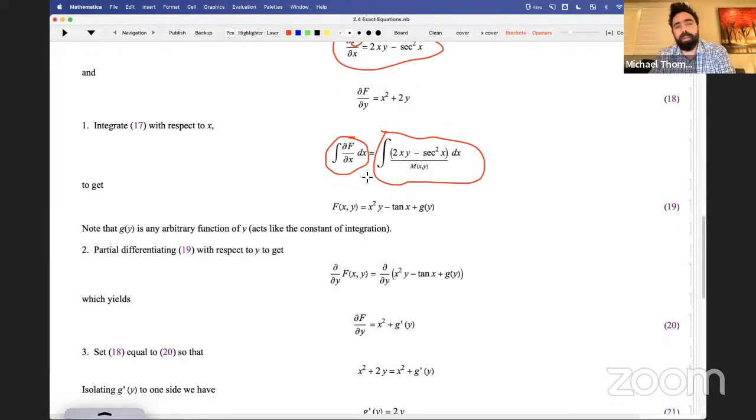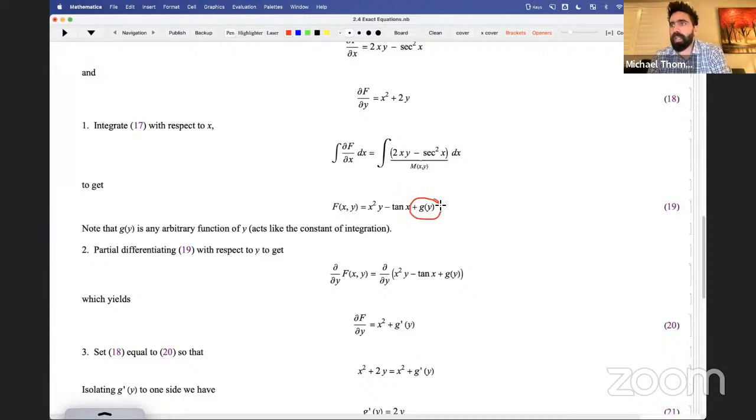If you integrate a derivative, you get back the original function up to a constant, but we're going to absorb the constants to the right. And on the right-hand side, if you integrate 2xy with respect to x, you get x squared y, and then negative secant squared is minus tan x. And then there's that technically important part: the constants on both sides happen to be functions of y. So make sure you put a plus g of y there.